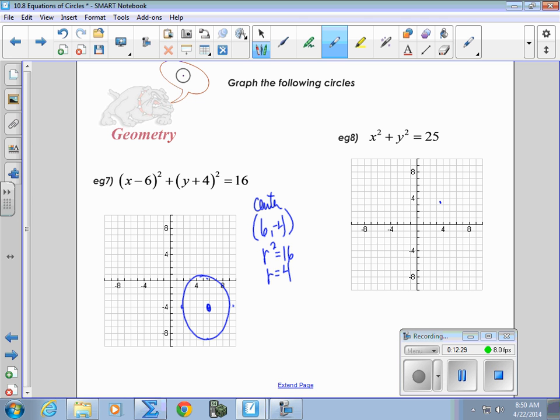And we have a circle. Your circle, once again, doesn't have to be perfect, but try to make it as good as possible.